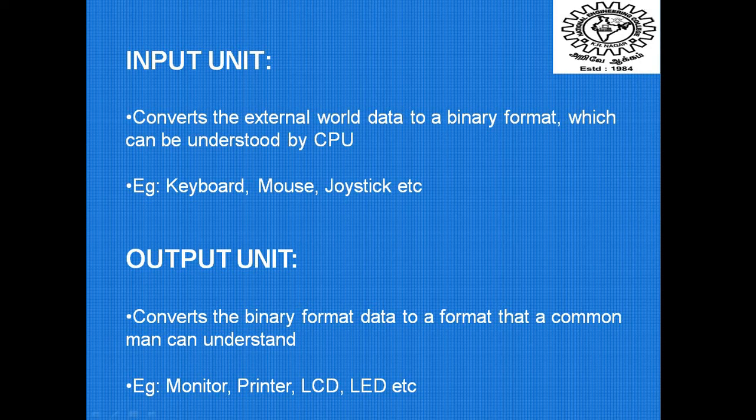It converts the binary format data to a format that a human can understand. What you are giving, you can understand. Suppose you are giving 5 plus 17 as input, it is understood by you, but it is converted into binary format, and then it is transformed into the unit.